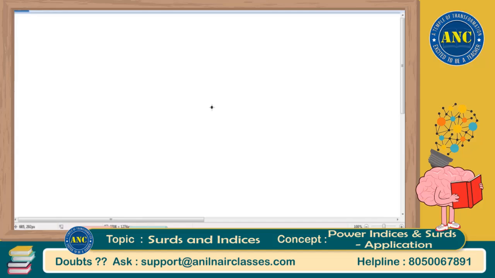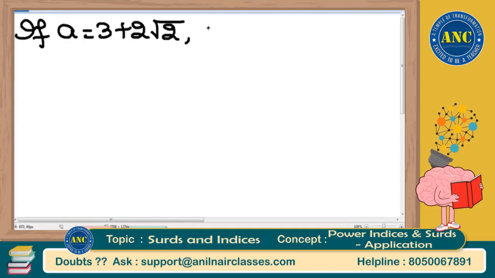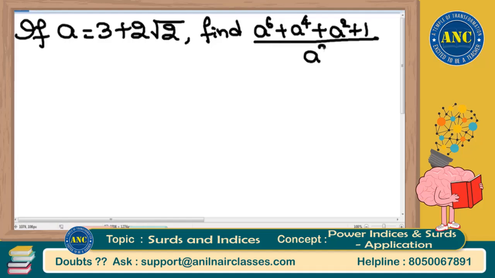See this question, sir. Just a minute so that I will write that question. All these are if-condition questions, but you might not get the particular value for a as easily as in the first 4 questions of today's class. If a is equal to 3 plus 2 root 2, find the value of (a power 6 plus a power 4 plus a square plus 1) divided by a cube. I need to find this value.